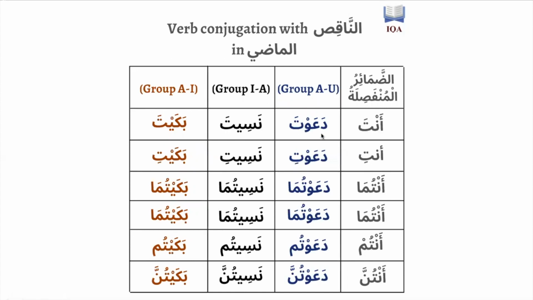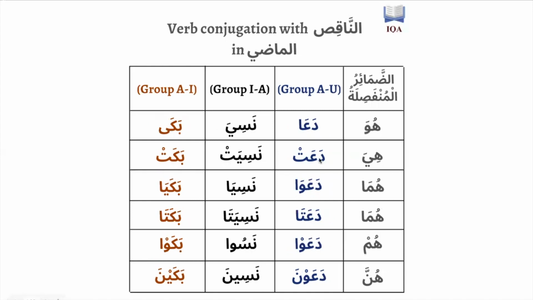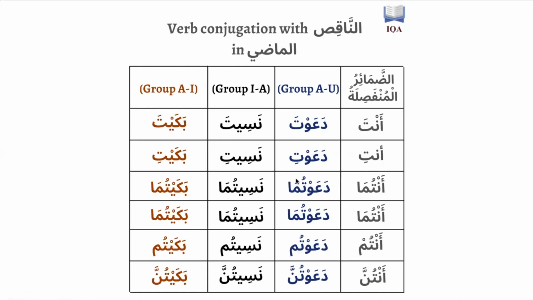Then in the second person, da'awta, nasita, bakayta. Da'awti, nasiti, bakayti. And it keeps on going like that, but this is not very important for us right now, just to let you understand how it functions. The most important thing is to remember hiya, da'at, and bakat, and hum, da'aw, nasu, and baku. But just to continue it, da'awtuma, same thing for both masculine and feminine.